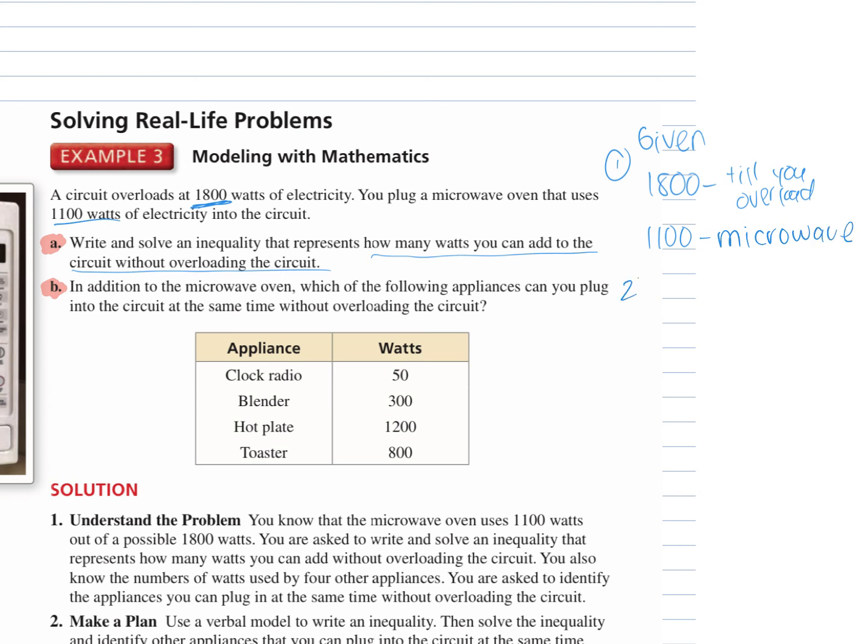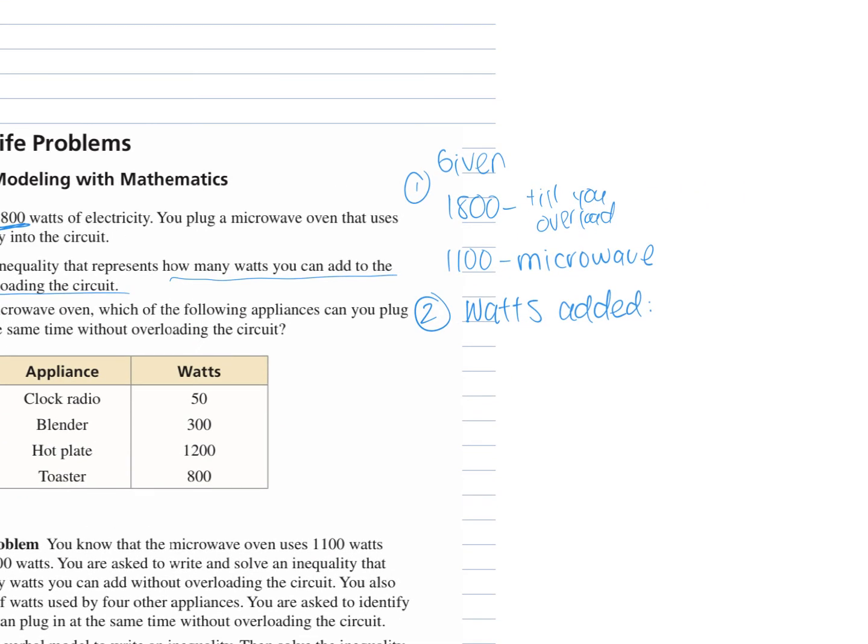Step number 2 is identify, okay, what are we looking to find? What is this question asking us? What is this question asking us, Josh? How much you can add to the circuit without overloading? Good. So how many watts? So watts added, right? How many watts can we add to the microwave without overloading the circuit? Do you guys agree? So watts added.